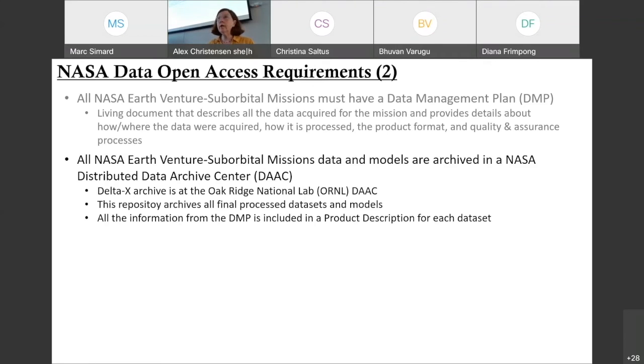And all of the information from the data management plan for a particular product is included in a product description document that goes with that product that you download whenever you download that product. This is so that the data can be archived long after the Delta X mission is over. So 10 years from now, you can still get this data set because it's archived at a center that is maintained by NASA over the long term.